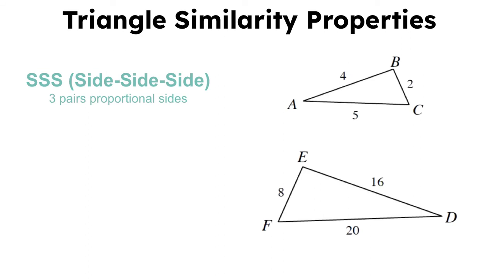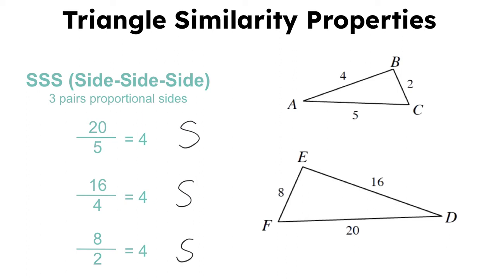The second shortcut trick is called side, side, side, or abbreviated SSS, and it means that all three pairs of sides are proportional to each other. So if we look at this example, we could start by saying 20 over 5 is going to give us a ratio of 4. 16 over 4 is going to give us a ratio of 4, so far they're proportional to each other. And then finally, 8 over 2 also gives us a ratio of 4. So we have all three pairs of sides, side, side, side. All three are proportional, so these triangles are similar.